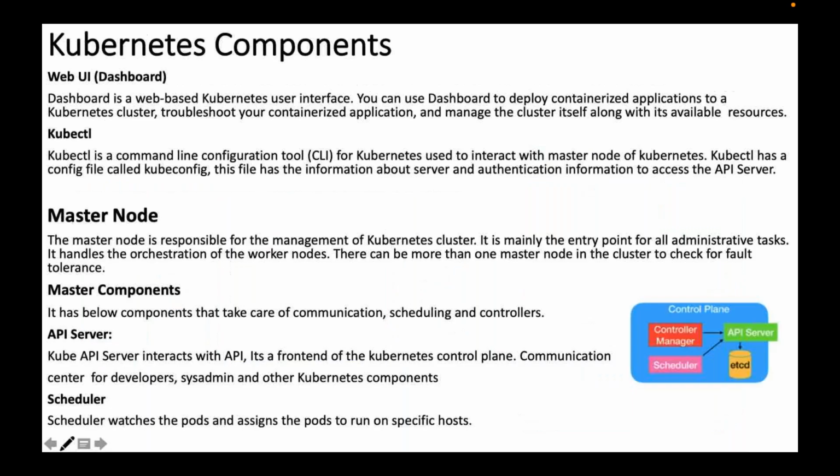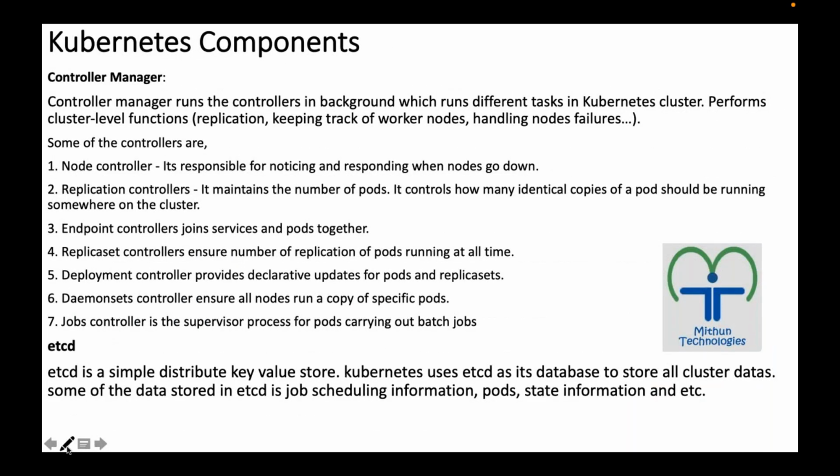We have a lot of control managers like this. Control managers run as controllers in the background, which will run different tasks like replicating, keeping track of worker nodes, and handling node failures. We have different control managers like the node controller and the replication controller.